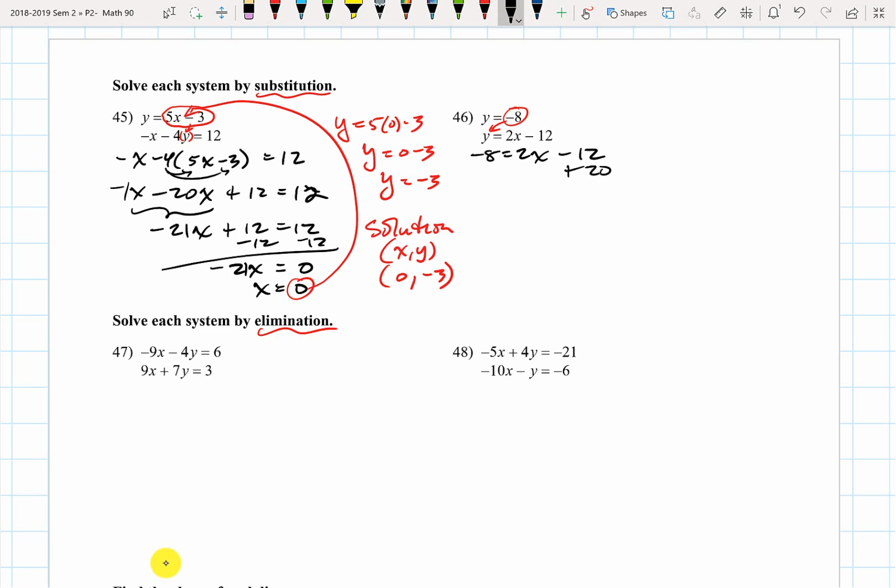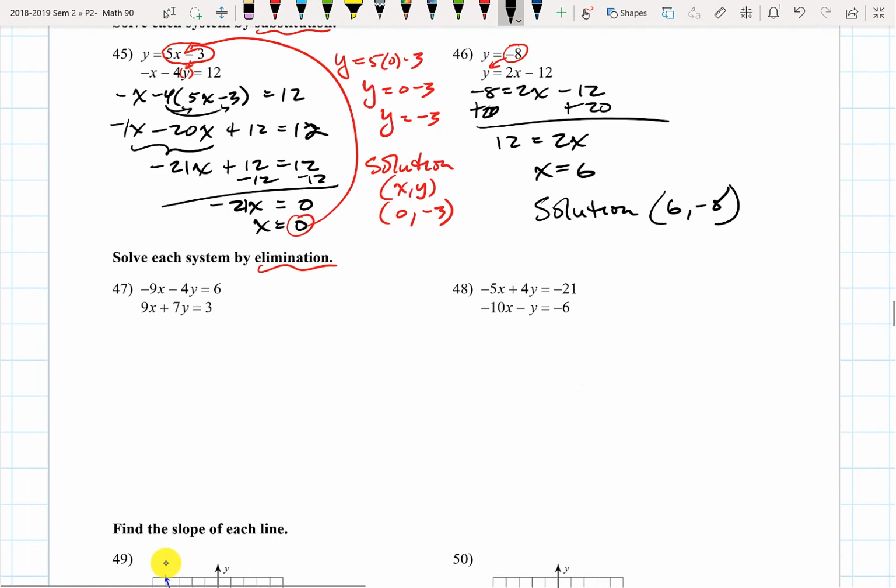So let's add 20. 20 minus 8 is 12. And 12 equals 2x. All right, 2 times 6 is 12. So x is 6. And since y is already negative 8, we already know the solution. All right, so it's 6 comma negative 8.